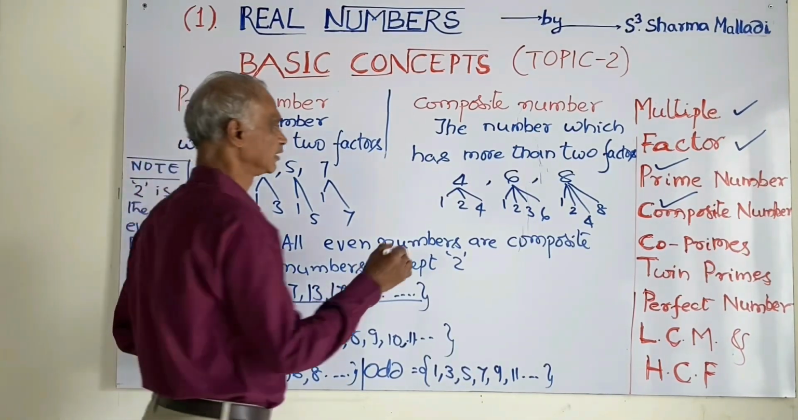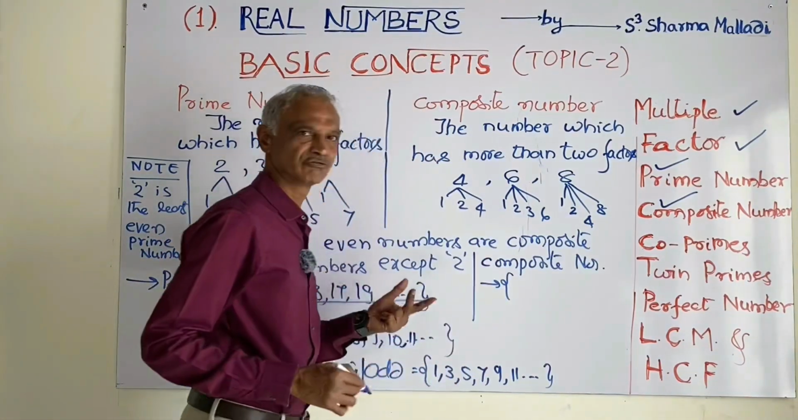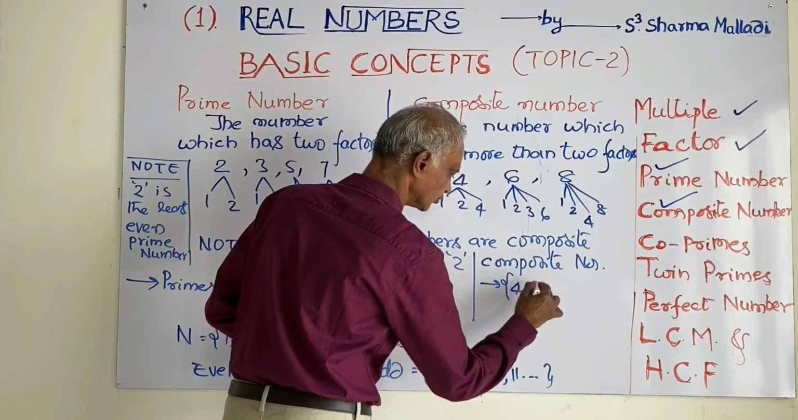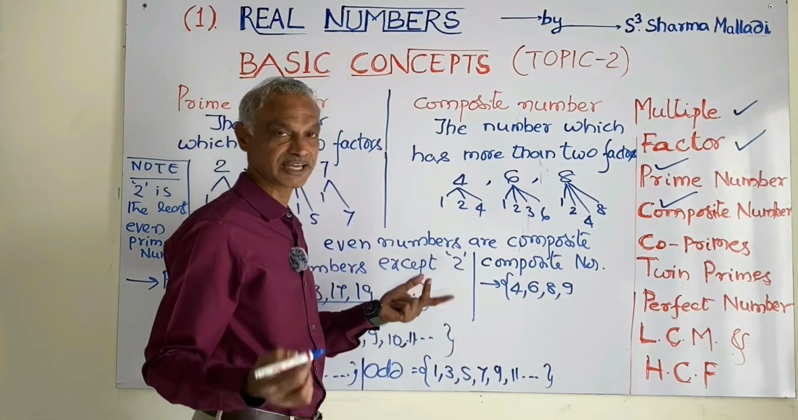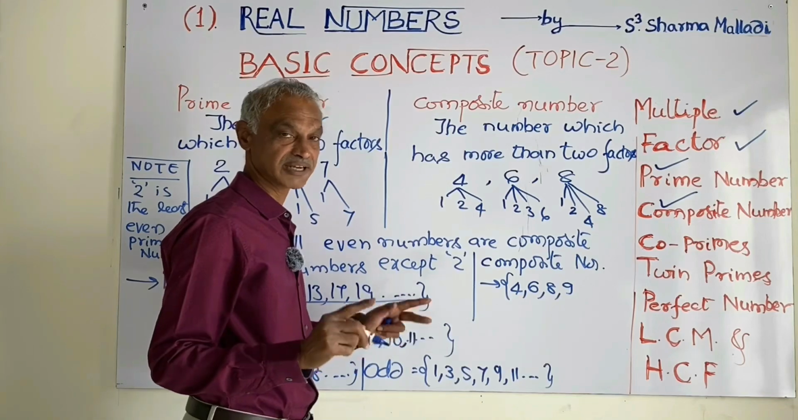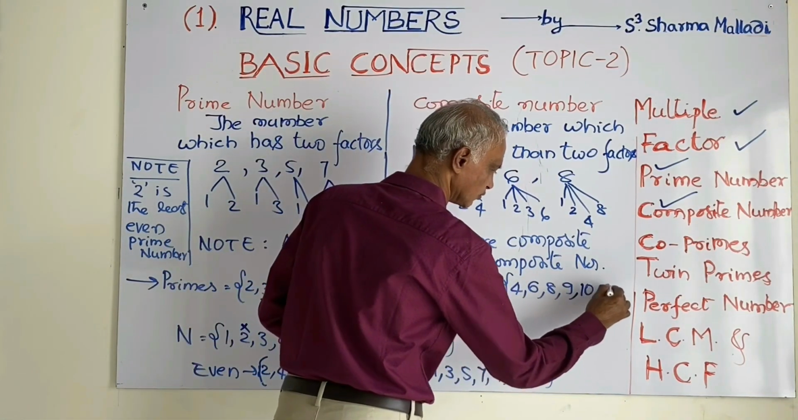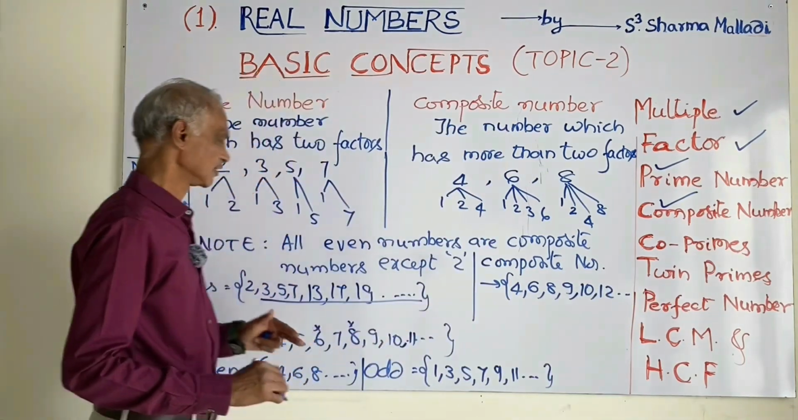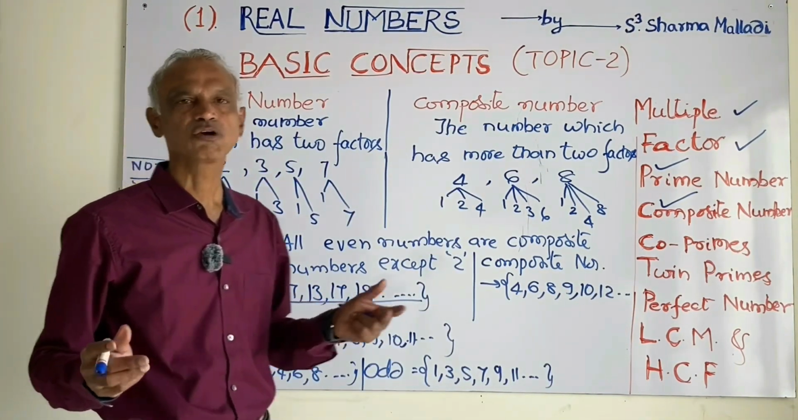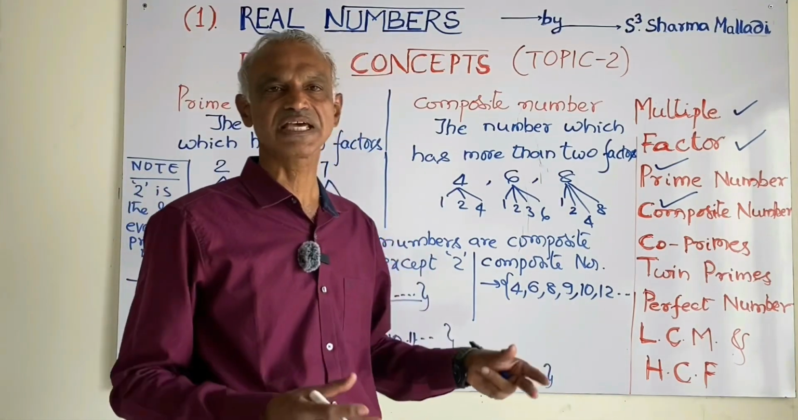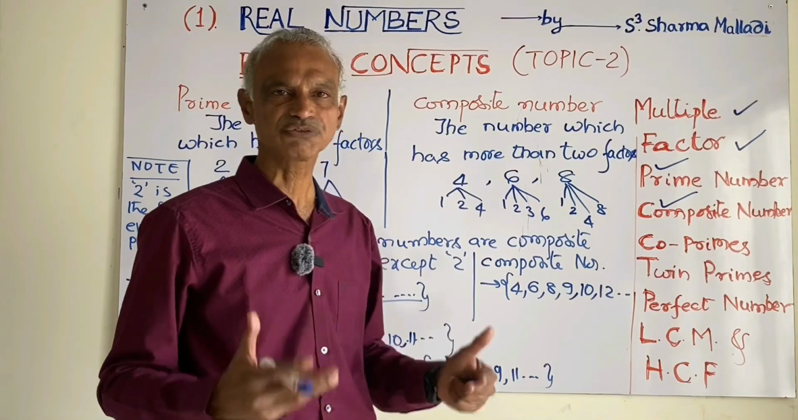And we will write composite numbers here. What are composite numbers? 4, 6, 8, 9. 9, don't think 9 is a prime number. 9 is a composite number. 9, 10, 12. You see, like this, you should understand the difference between prime number and composite number. A prime number has 2 factors. A composite number is having more than 2 factors.